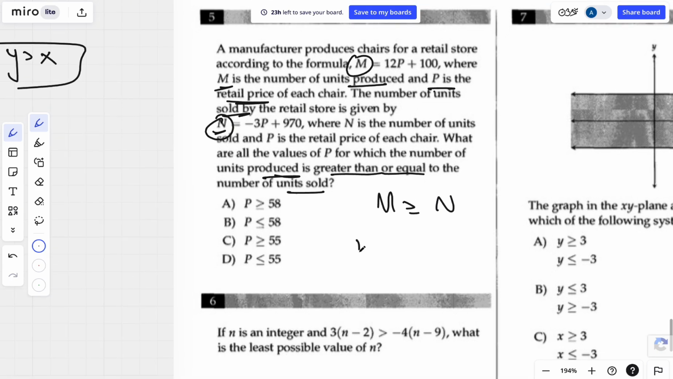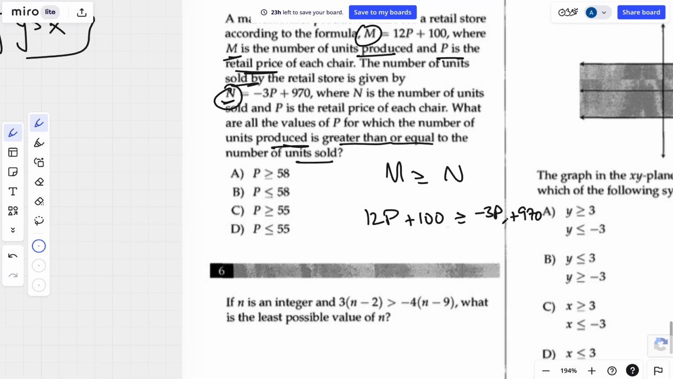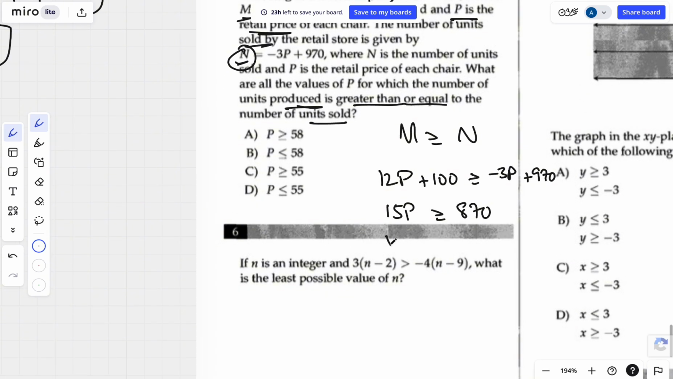So we'll plug in the equations. 12P plus 100 greater than or equal to negative 3P plus 970. Solve for this, we'll get 15P is greater than or equal to 870. If you solve this, it'll be P is greater than or equal to 58. So that means it's going to be A.